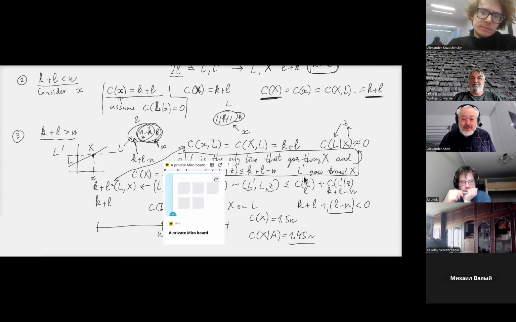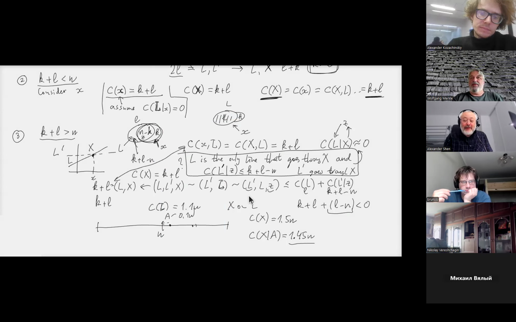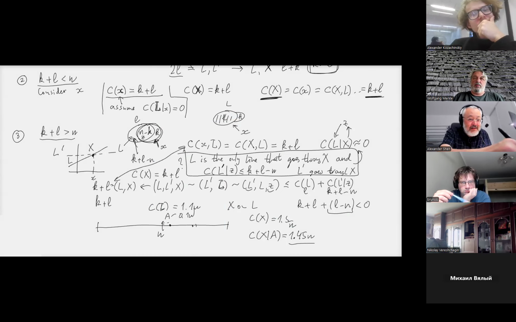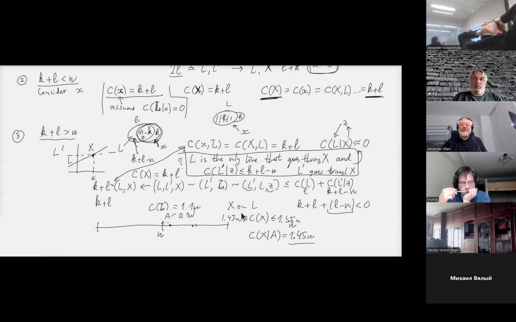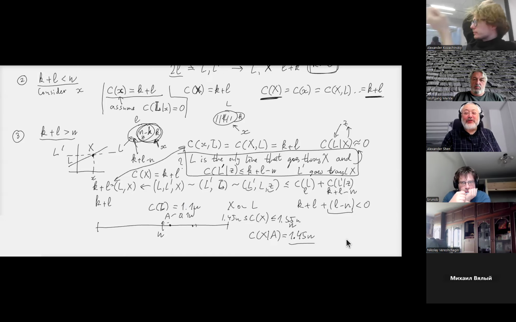Without the oracle, we have complexity 1.45n, and the oracle has complexity 0.1n, so the complexity is between 1.45n and 1.55n. So we can have a complexity which is quite close to what we want, but not exactly 1.5n, which we wanted.